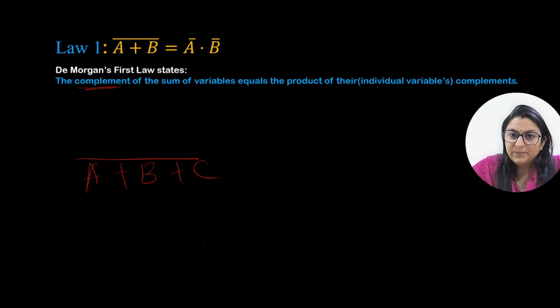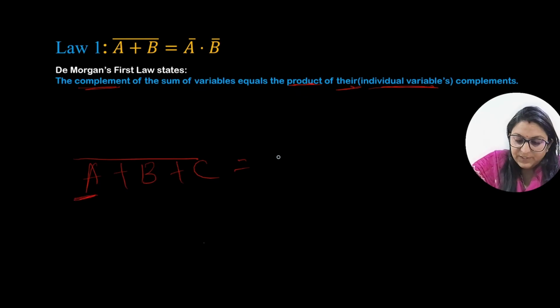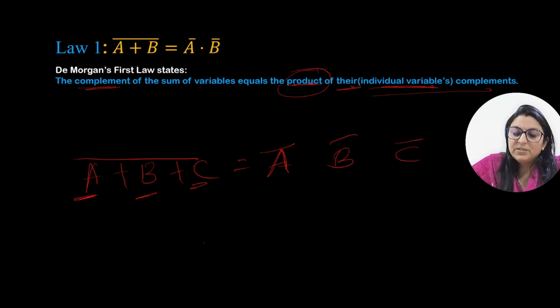Okay, so this one is equal to, what it means, the product of the individual variables' complements. Suppose this is the variable, so the individual complement is a bar, for b it is b bar and for c it is c bar. So the product of these variables' complements. So here the sign is into. So it is easy to remember. Let us have the next one.